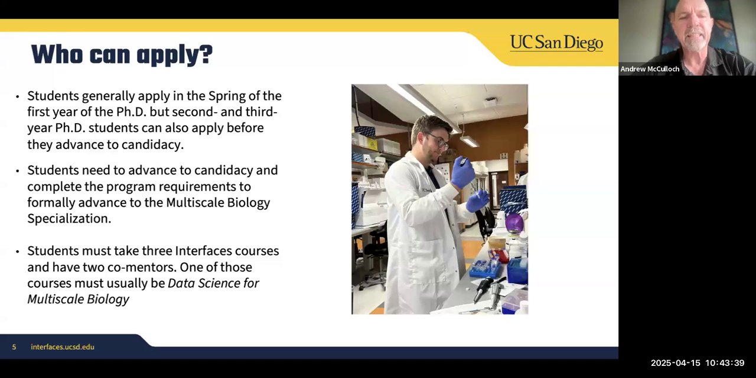You need to advance to candidacy and complete the program requirements before the university formally considers you a candidate for the PhD in your home department with the specialization in multiscale biology.